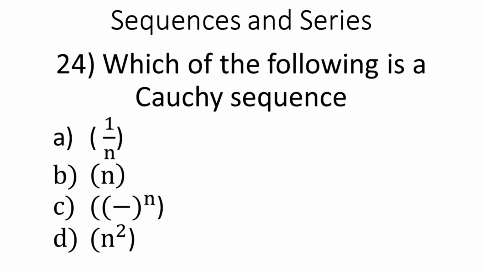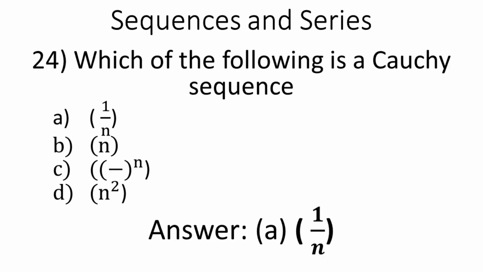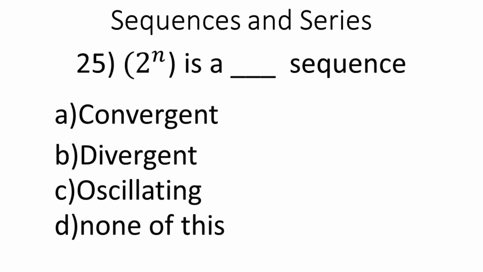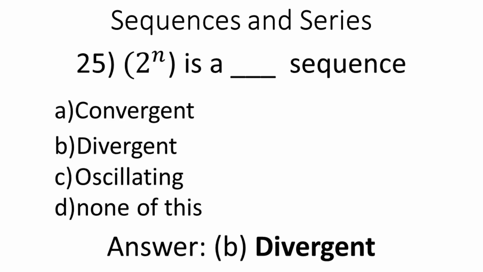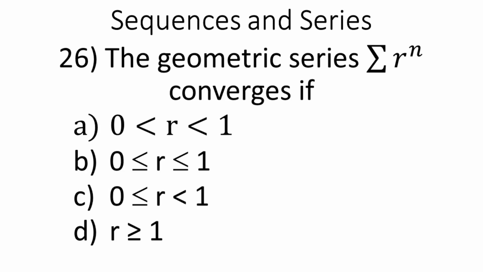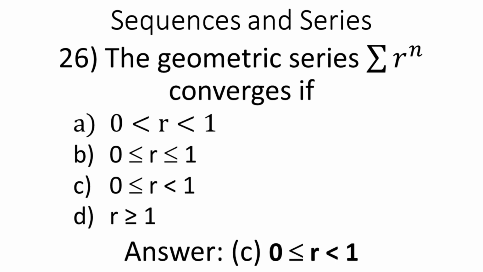Question number 24. Which of the following is a Cauchy sequence? Here the sequence 1 by n is Cauchy. Option A is the correct one. Question number 25. The sequence 2 power n is a dash sequence. Option B is the correct one, that is a divergent sequence. Question number 26. The geometric series sigma r power n converges if. Here option C is the correct one.